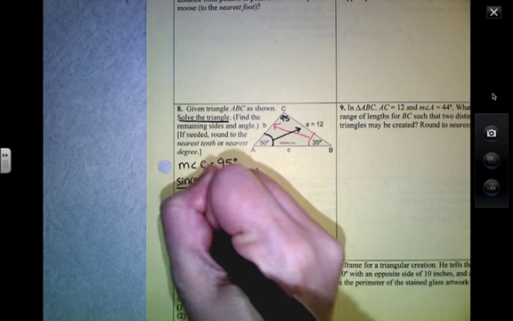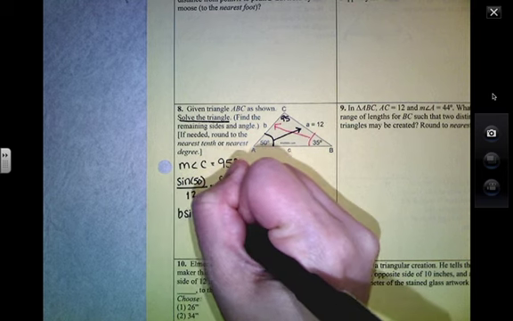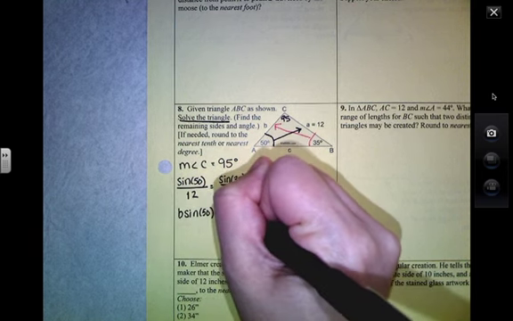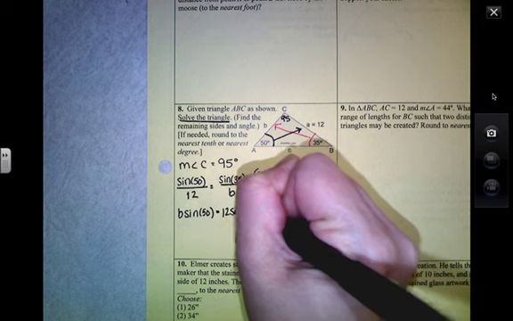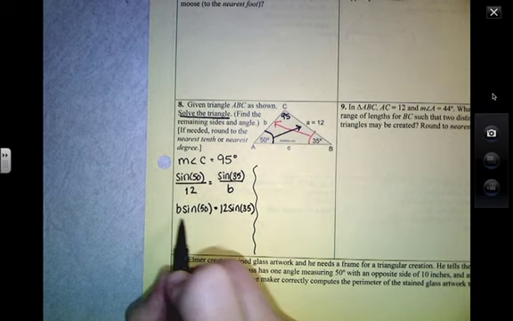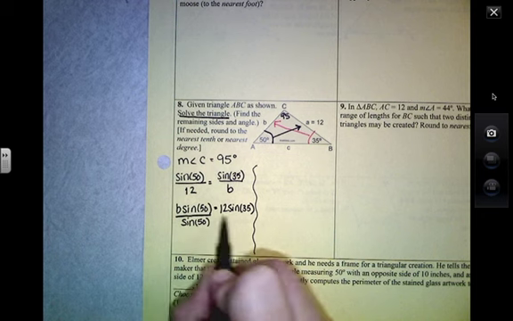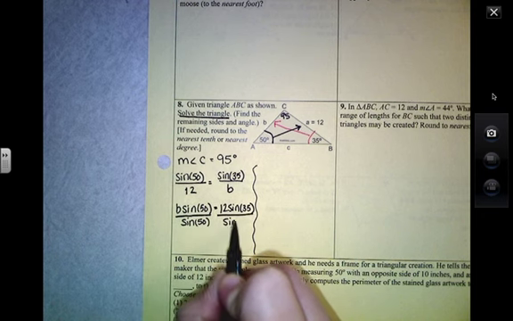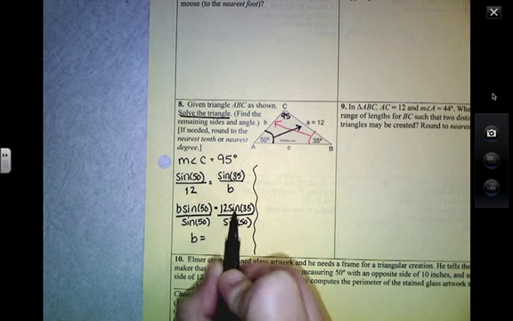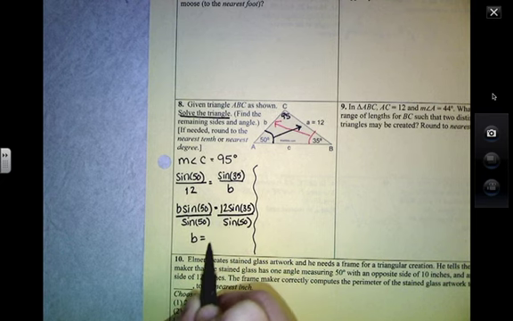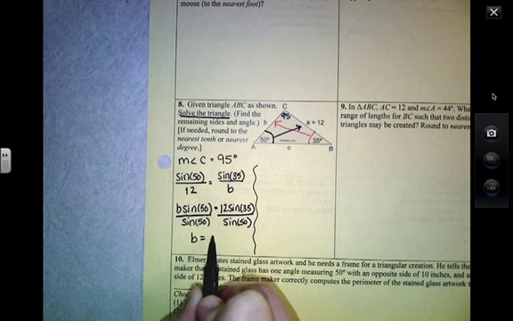And now we can cross multiply to solve for B. So B times the sine of 50 is equal to 12 times the sine of 35. Again, we're going to divide here. We're going to divide by the sine of 50. And again, we're going to type this into the calculator as it is. To the nearest tenth, you're going to get 9.0.